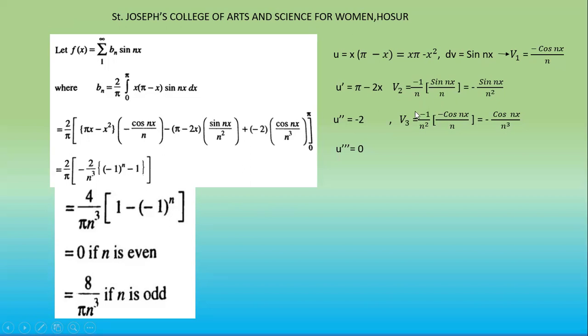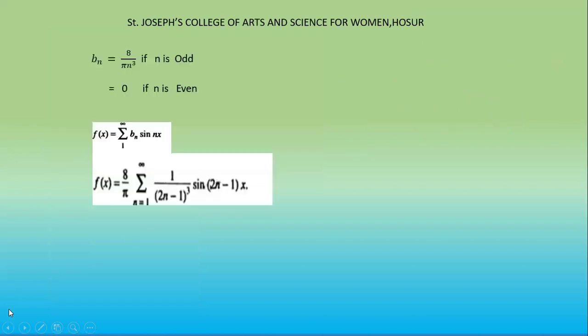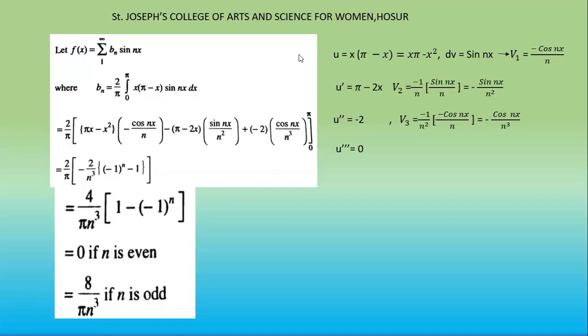Integrating this again, we get v3. Minus 1 by n square is a constant, and when you integrate sin nx, we get minus cos nx by n. After multiplying these two terms, minus into minus becomes plus, so v3 is plus cos nx by n cube.